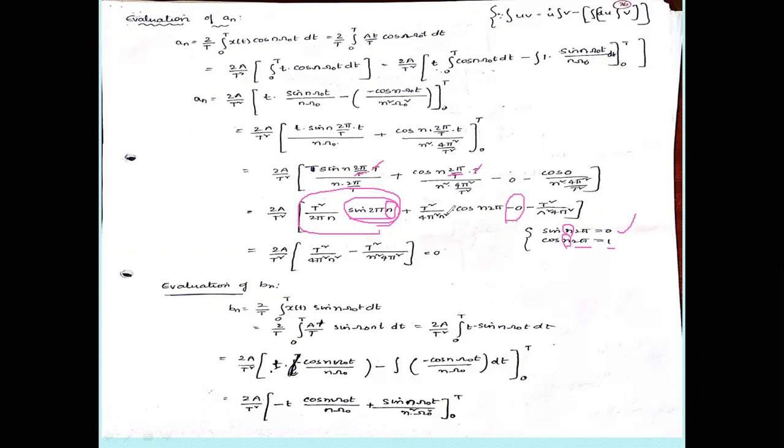And only two terms remain, the second and the fourth term. In the second term also, cos 2 pi has the value 1, since cos 2 pi is always 1. So the second term is T square by 4 pi square n square, minus the fourth term T square by n square 4 pi square. These both are the same; one is a plus value and the other is a minus value. So plus and minus is 0. So an is equal to 0. An is equal to 0. Got it, my dear students?